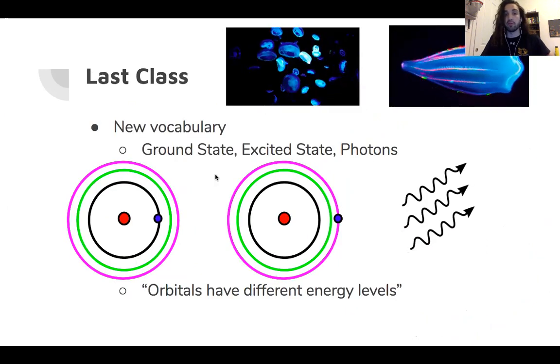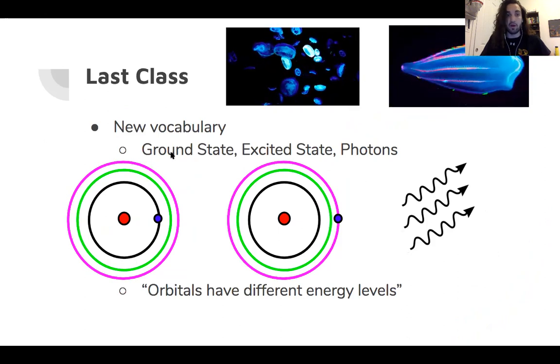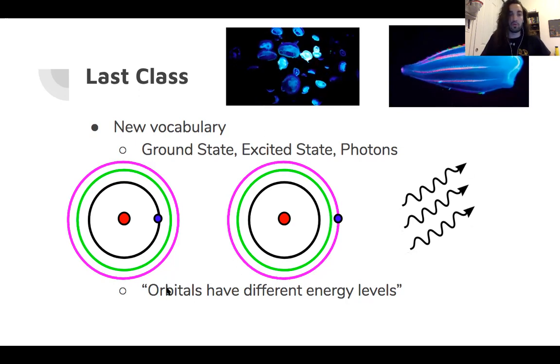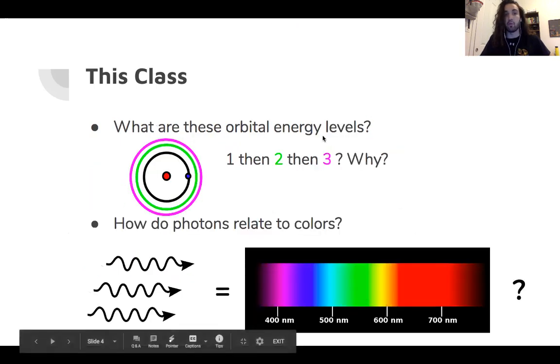Last class, we learned about these bioluminescent creatures that are really cool. I think they're really cool. My screen's probably in the way of them right now. We learned vocab words like ground state that we just saw, and excited state, where the electron's no longer in the first orbital, and photons, the little squiggly boys, the light that gets shot out. And there's a really important statement: orbitals have different energy levels.